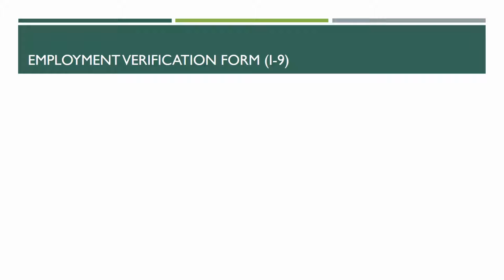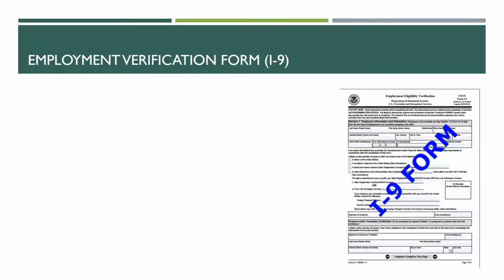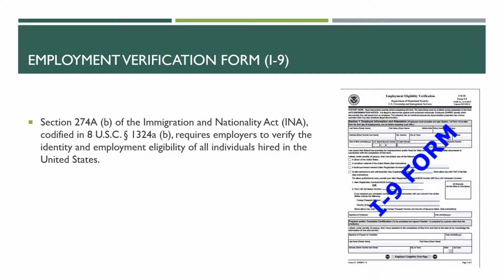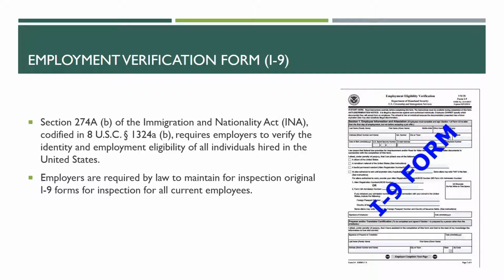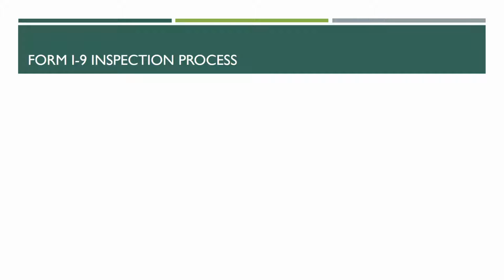The employment verification form, commonly referred to as an I-9 form, is a form that Section 274A of the Immigration and Nationality Act requires employers to use to verify the identity and employment eligibility of all individuals hired in the United States. Employers are required by law to maintain the original I-9 forms for inspection for all their current employees. Now that brings us to the inspection process.